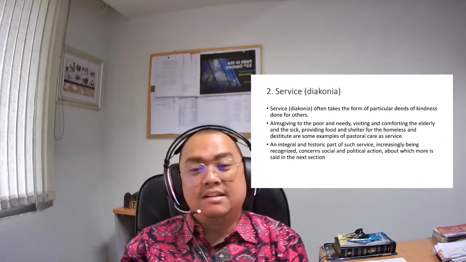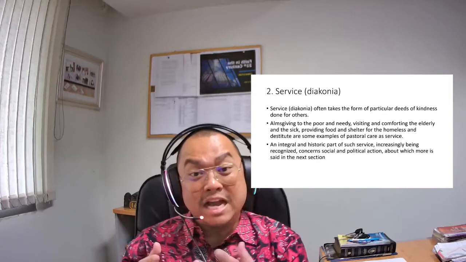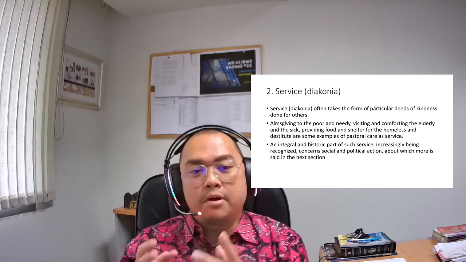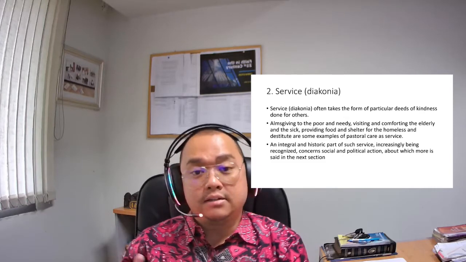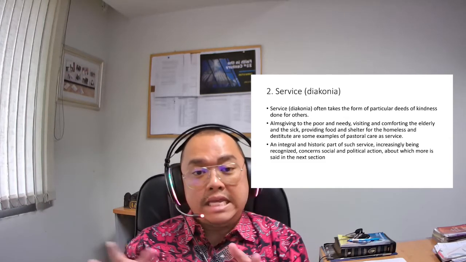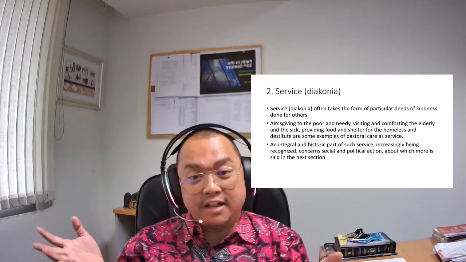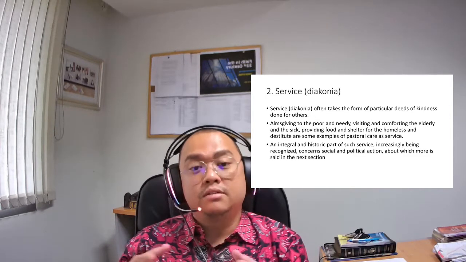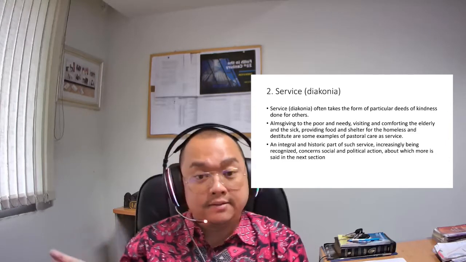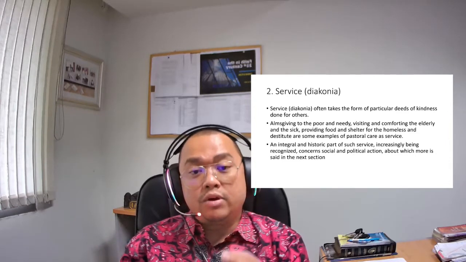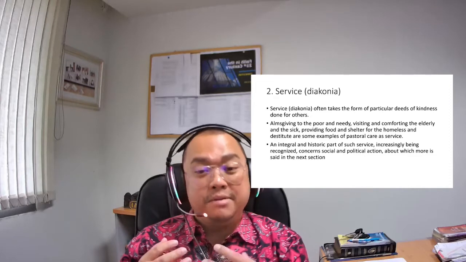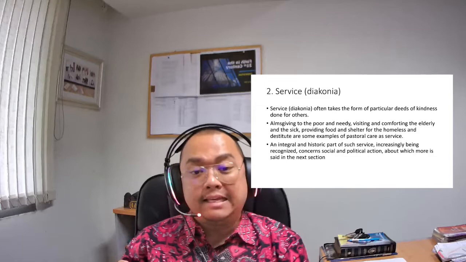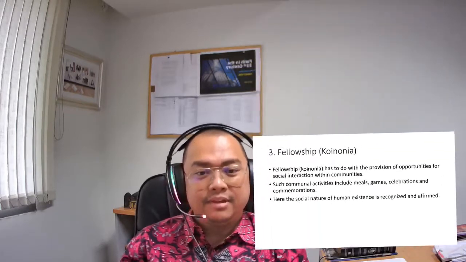That is kerygma. The second one is service or diaconia. Service or diaconia often takes the form of particular deeds of kindness done for others. Almsgiving to the poor and needy, visiting and comforting the elderly and the sick, providing food and shelter for the homeless and destitute are some examples of pastoral care and service. An integral and historic part of such service, increasingly being recognized, concerns social and political action, about which more is said in the next section.